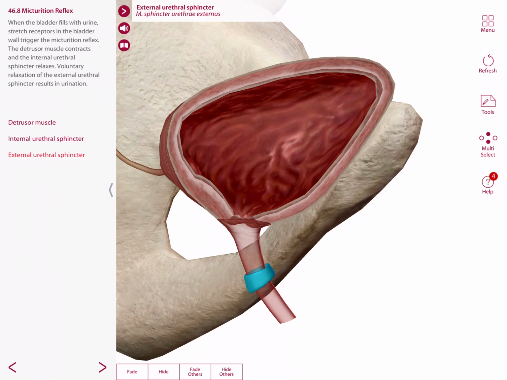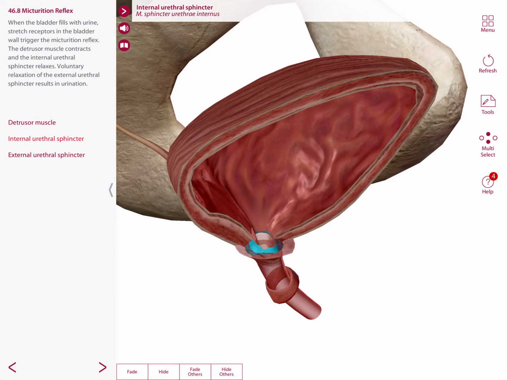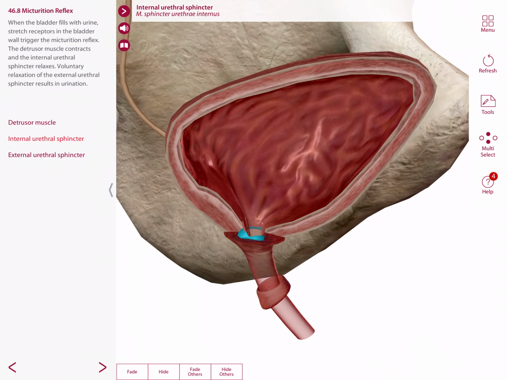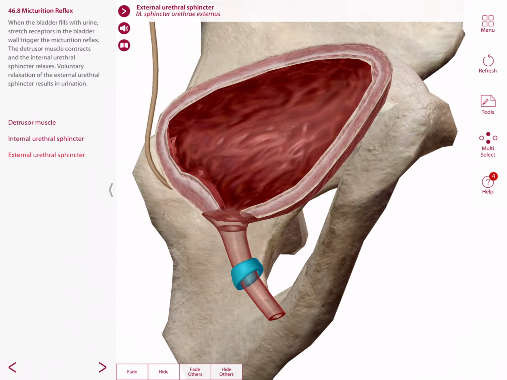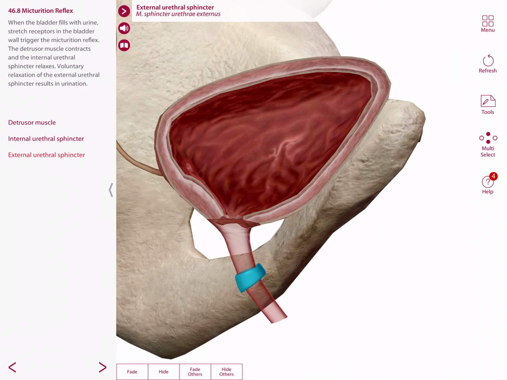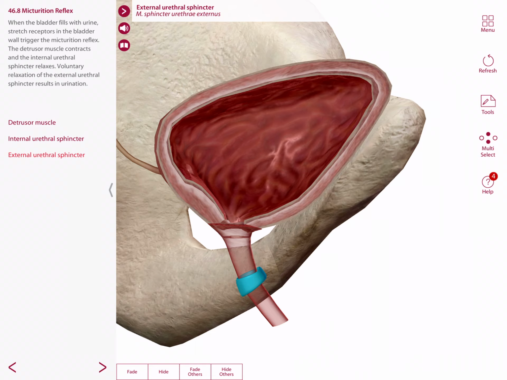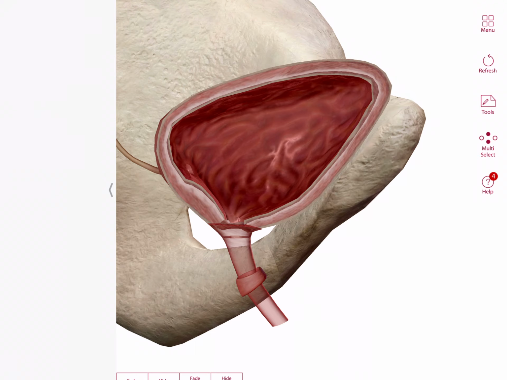So when you get the initial urge to go to the bathroom, it's because of those stretch receptors in the bladder wall. Then you get this micturition reflex, and it says, hey, let's go to the bathroom. And now the show's all yours. The external urethral sphincter is going to be the one that you would use to control for that voluntary relaxation, and then that would result in urination.